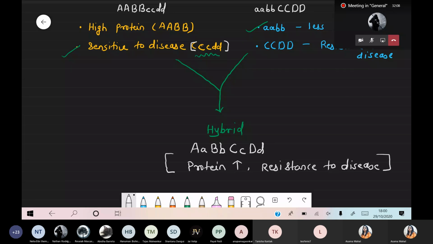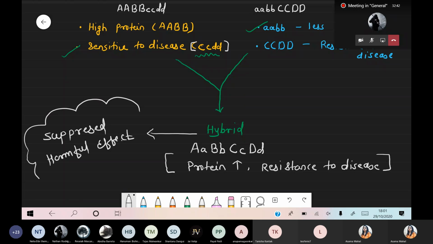Here we produce a hybrid variety, and what is the meaning of this hybrid variety? We want to produce a superior quality. But why do we require this? Because when a recessive allele is present in homozygous condition, it produces a harmful effect, right? But now these hybrids can suppress the harmful effect. Yes, definitely they can suppress the harmful effect, right?